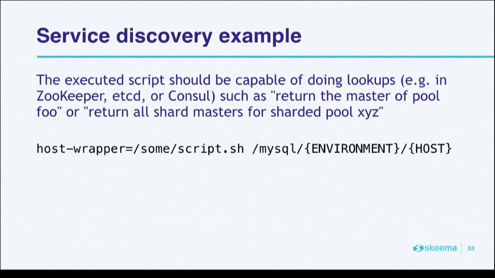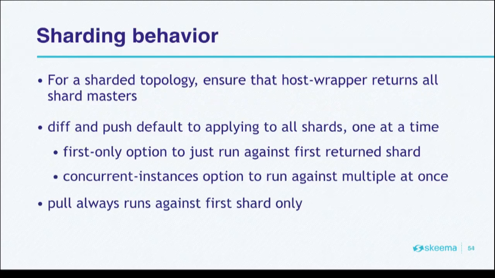And then this script would return a set of host names and ports, or just IP addresses and ports. They can be newline delimited, comma delimited, tab delimited. As long as it's a consistent delimiter, Schema will figure it out and interpret it as a set of host names.